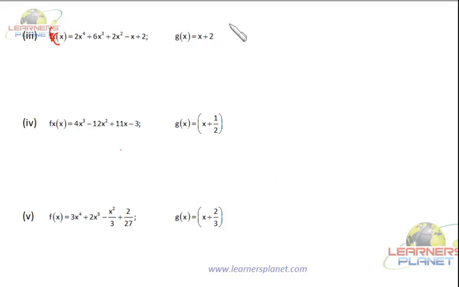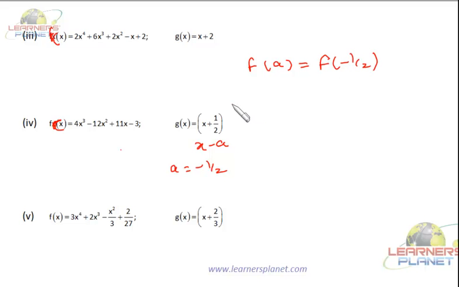In this question, this is f(x), g(x) is x plus half. So let's find out the value of a. It's x minus a, that means a is minus half. So we have to calculate f(a), that is f(minus half). Now put the value of x as minus half in this expression.